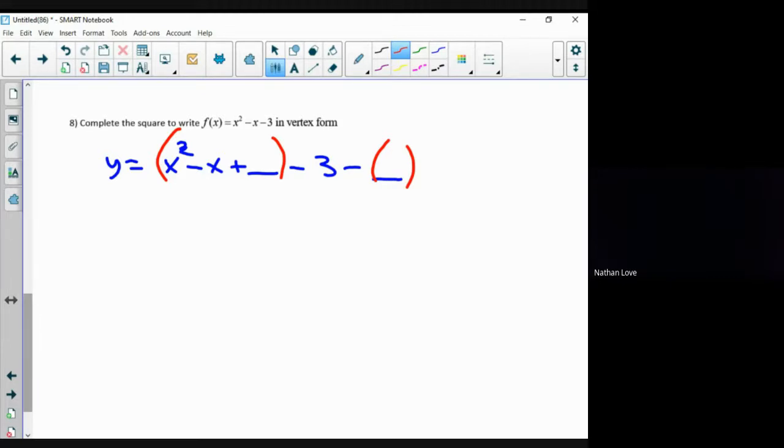Now I have to fill in the blank. How will I fill in that blank? You're going to half it and square it. What's half of that number? Which is 1, that is just a half. You take whatever that number is and divide it by 2. And we're going to square it. What is 1/2 squared? 1/4 is correct.